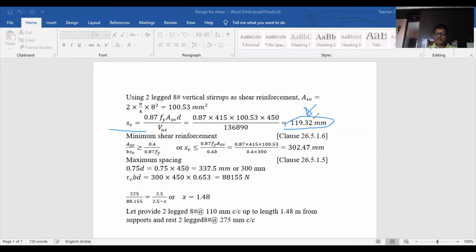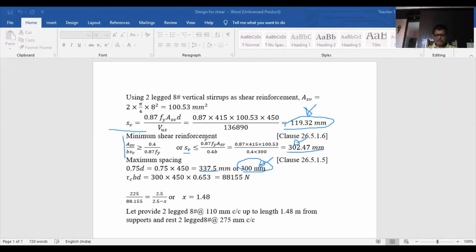If the spacing comes less than the maximum spacing, now calculate again the value of spacing from the minimum shear reinforcement criteria, as we have done in the last problem. It becomes 302. Now what is the maximum spacing? Maximum spacing comes 337.5, but in no case should it be more than 300. So the minimum shear reinforcement spacing criteria is more than the maximum spacing, so you have to write the maximum spacing. Now if this value is 275, then you have to restrict it to 275.